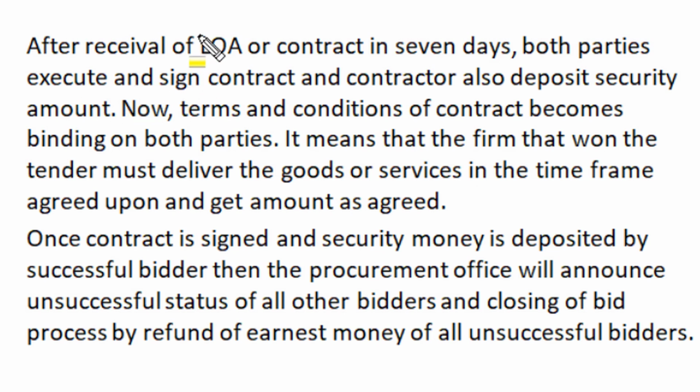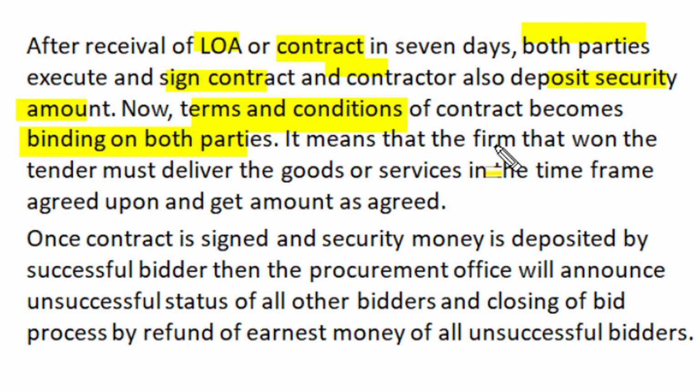After receipt of the letter of award or purchase order and contract document, within 7 days both parties will execute and sign the contract, and the supplier or contractor also deposits the security amount or adds an additional amount to the earnest money to make it equivalent to the security deposit. Now, after signing of the contract, the terms and conditions of the contract become legally binding on both parties.